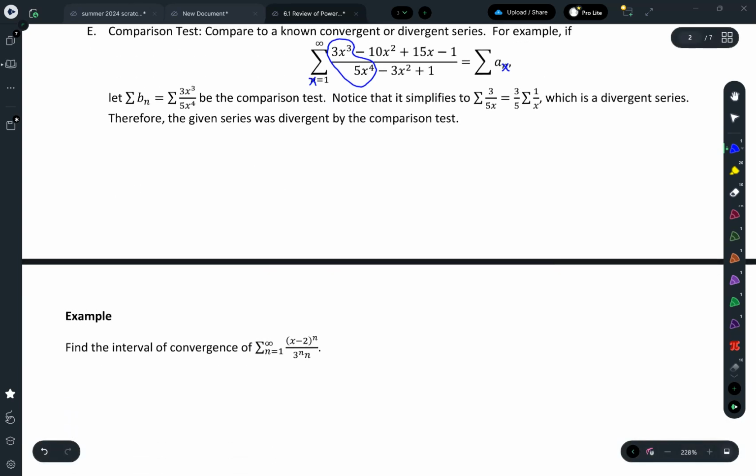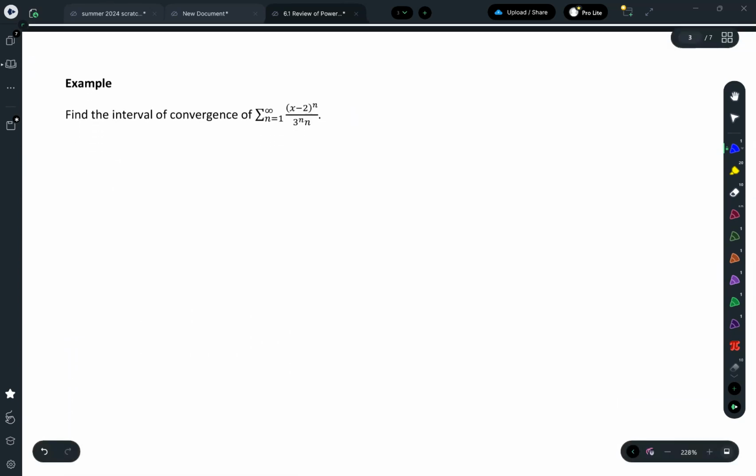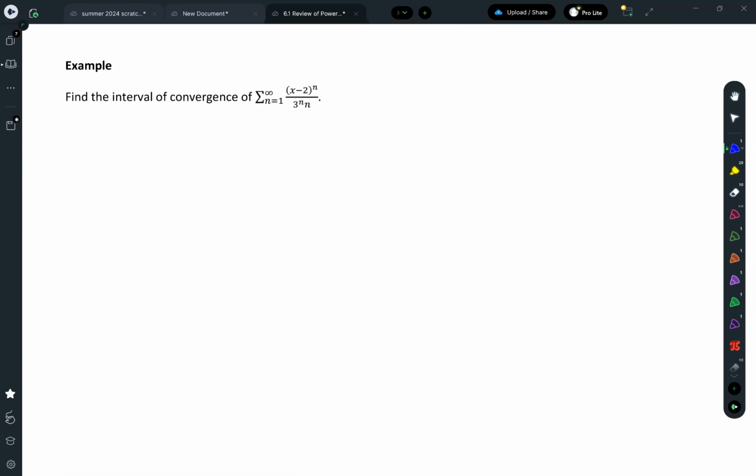All right, let's look at an example. Find the interval of convergence of the series that starts at 1 and goes to infinity of (x minus 2) to the n, all over 3 to the n times n. Okay, so in this one, I need to look at the ratio test, the absolute ratio test.